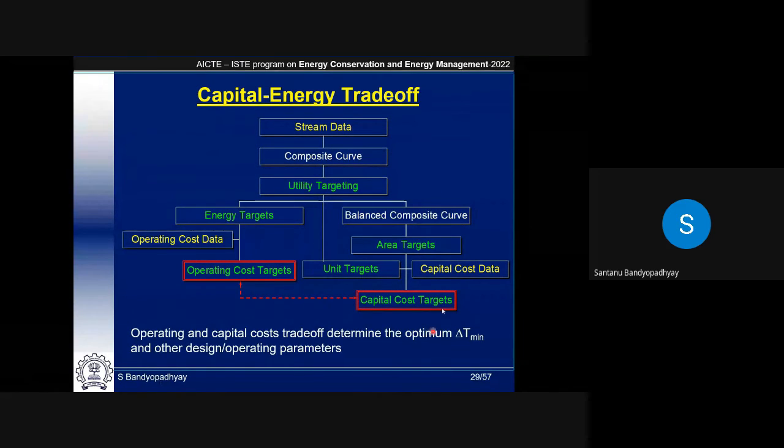We can vary delta T min, we'll get different results, and we can optimize here as a single parameter optimization, and we can see at what delta T min we are getting the best value. Sometimes this area is not a very good estimate. So in many of the cases, it becomes too complex. So we may not use them, but in that case, we use delta T min based on our experience.